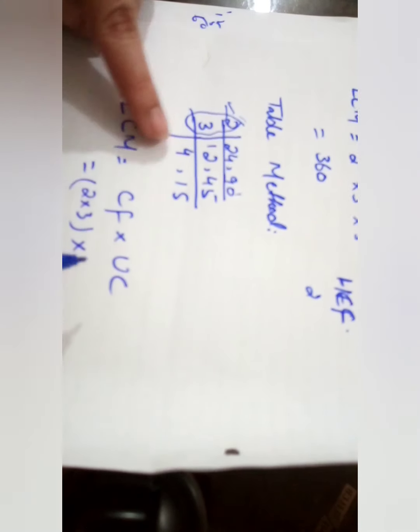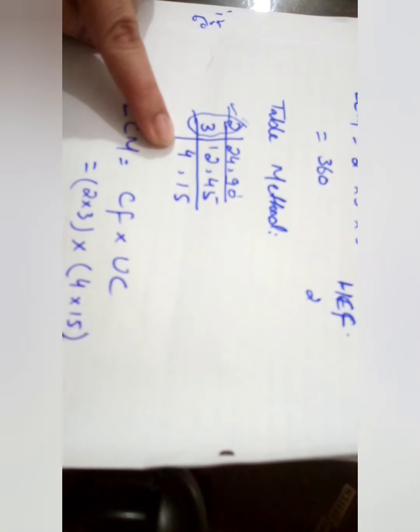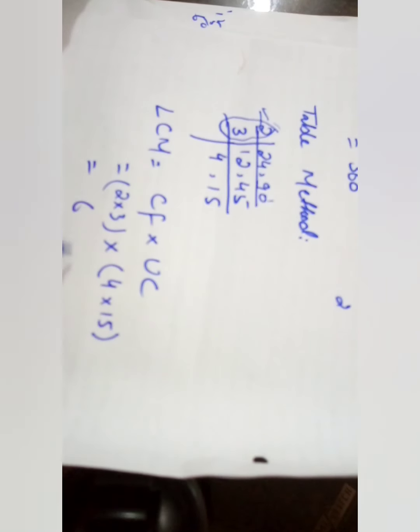And uncommon factors, how many uncommon factors do we have? 4 and 15. Now do the multiplication. 2 3s are 6, 6 times 4 is 24, 24 times 15 is 360. So again we have 360 as the answer.